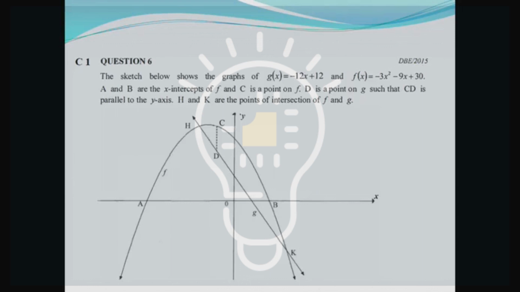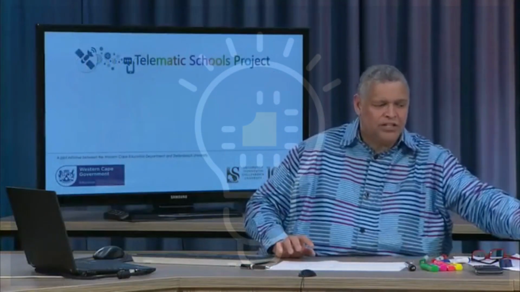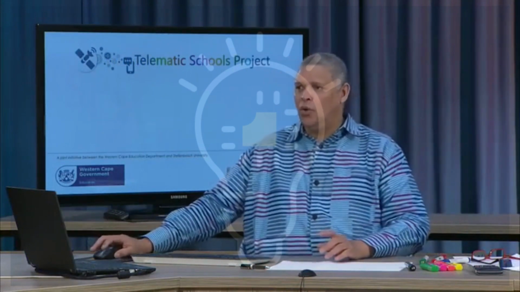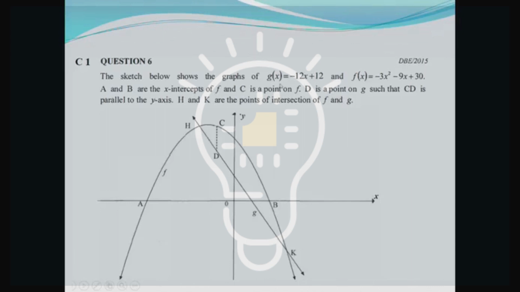Now, in the source material, there's a very interesting question. Question 6. We just want to walk you through this one, because this is grade 11 work, and it's very interesting, and it's important that we understand what is really taking place. Notice that the question begins by saying, the sketch below shows the graphs of g(x) = -12x + 12. So that's obviously a linear function or a straight line. And f(x) = -3x² - 9x + 30. Notice, grade 12s, just as a little detail, in all the telematics material, the reference is given there.